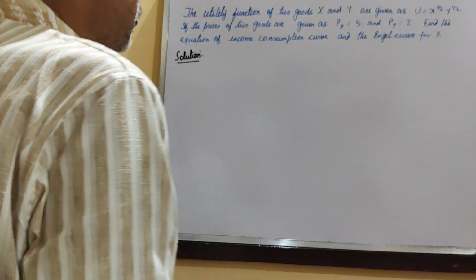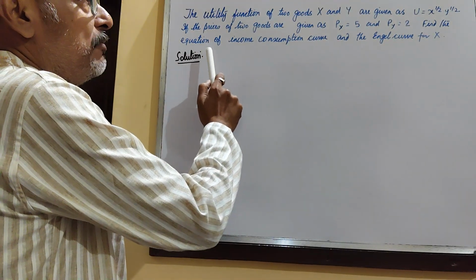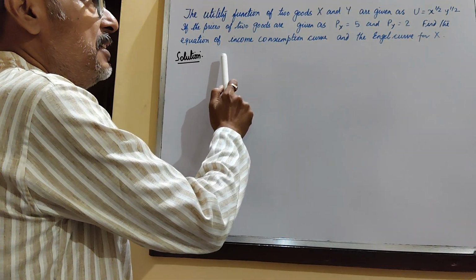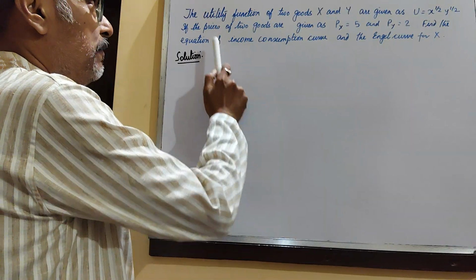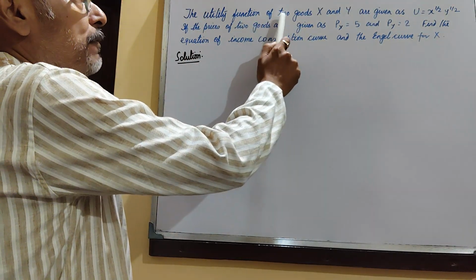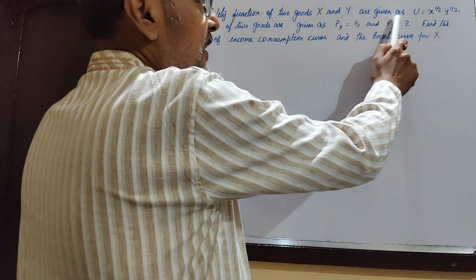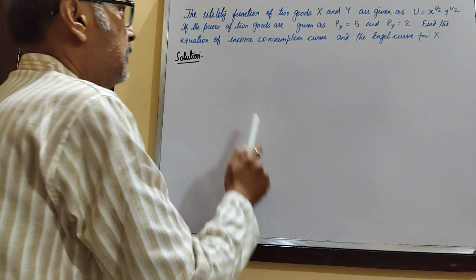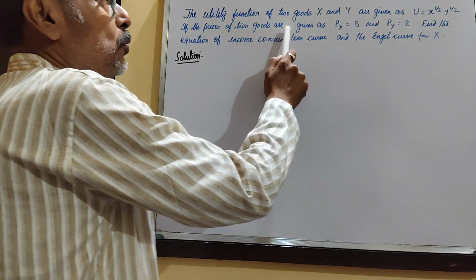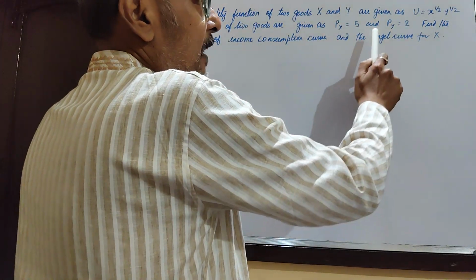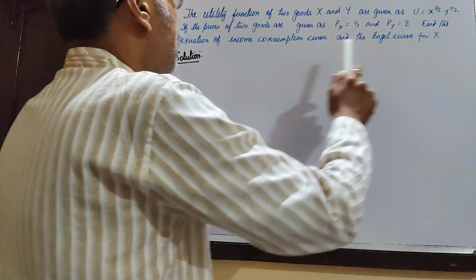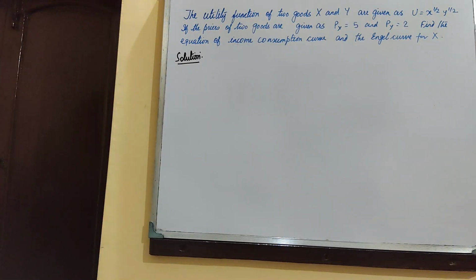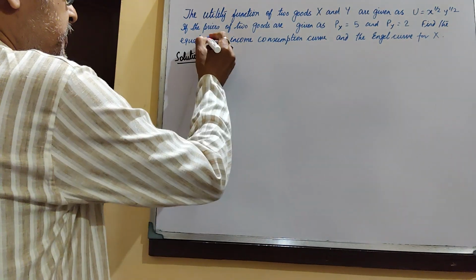Hello, in this video we want to solve this question. This is a question from microeconomics chapter consumer behavior. Topics are income consumption curve and Engel curve. The utility function of two goods x and y are given as u equals x to the power half, y to the power half. If the prices of two goods are given as Px equals 5 and Py equals 2, find the equations of income consumption curve and the Engel curve for x.